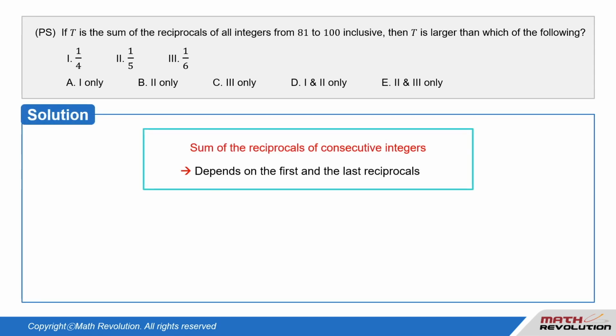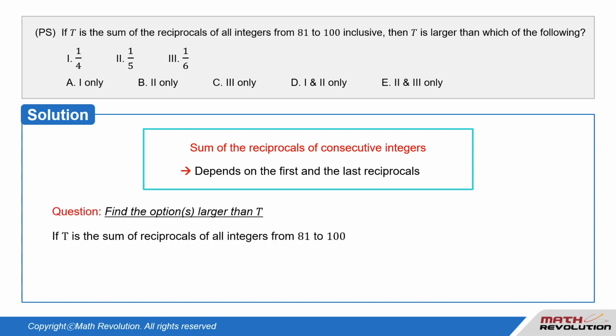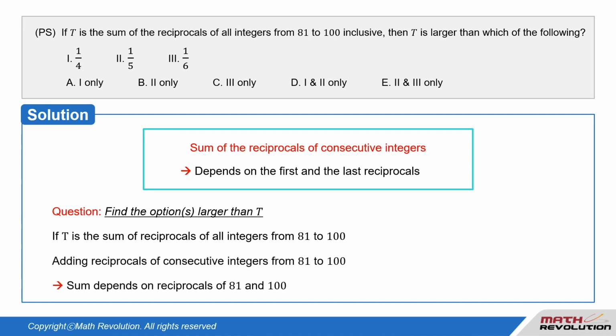Solution. The sum of the reciprocals of consecutive integers depends on the first and the last reciprocals. We have to find the option or options that are larger than T if T is the sum of the reciprocals of all the integers from 81 to 100, both inclusive. Here we are adding the reciprocals of the consecutive integers 81 to 100. So the sum would depend on the reciprocals of 81 and 100.